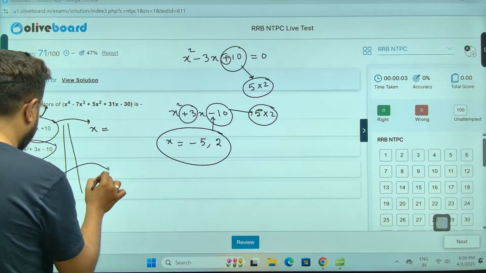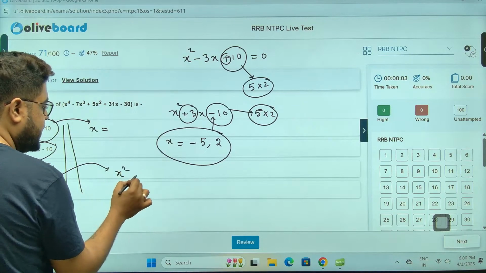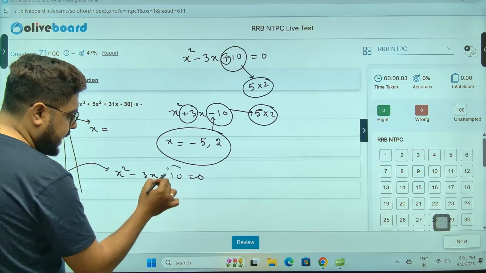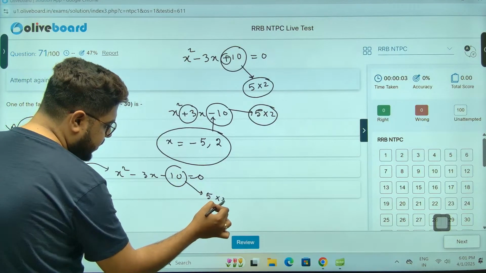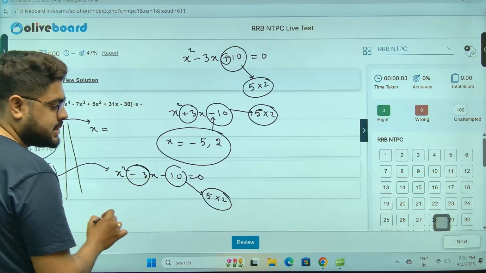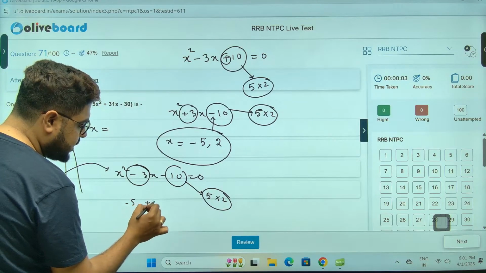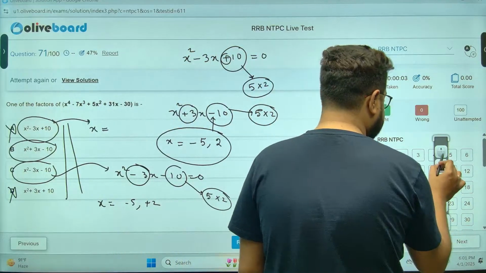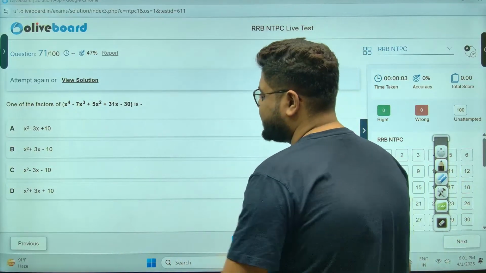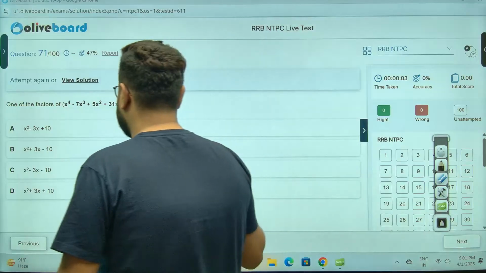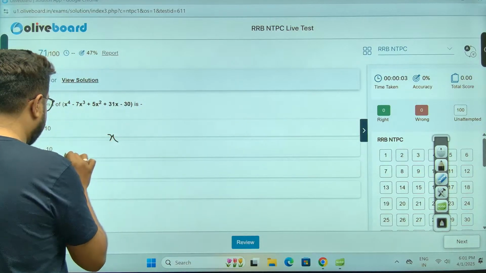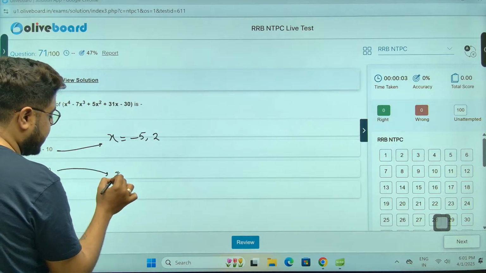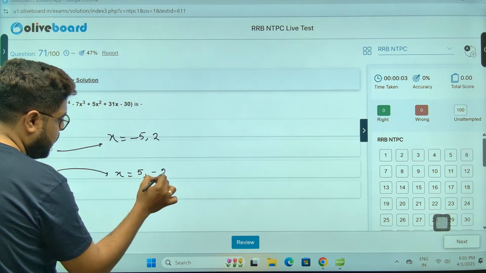What about this? It is x squared minus 3x minus 10 equal to 0. 10 is 5 into 2, 5 minus 2, but now I need minus 3. So I'll take minus 5 plus 2, but again I need to change the sign. Sorry. So from here I was getting minus 5 plus 2, and from here plus 5 minus 2.